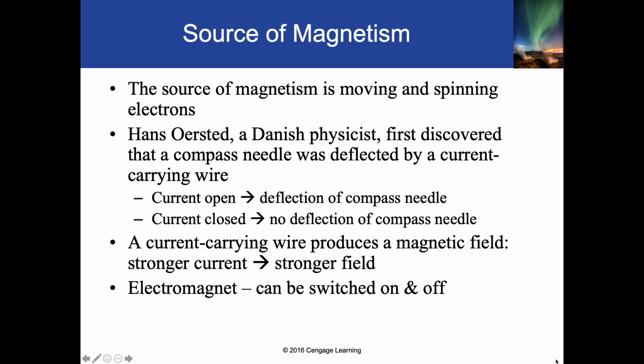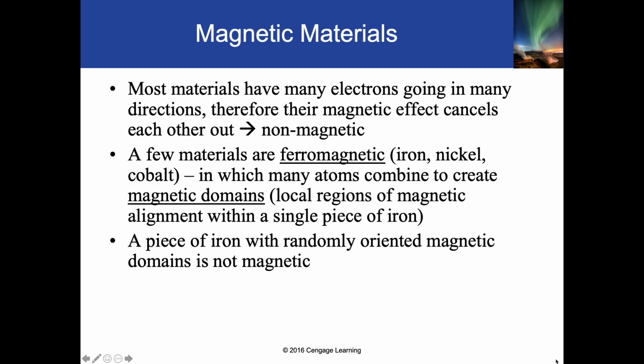Okay. So, what kind of things can you use to make magnets, right? Well, really, most materials have electrons going all kinds of random directions, and therefore the magnetic effect is canceled. It cancels each other out, making them non-magnetic, because all their electrons are going all over, in all kinds of different directions.